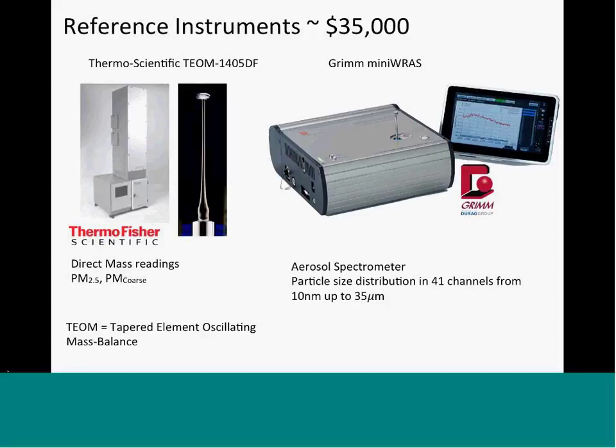The reference instruments that we used as our truth standard were a couple of devices. One was the Thermo Scientific TEOM, which is a tapered element oscillating microbalance, and there's an inset picture there of the tapered element. When particles land on the tip of that device, it actually changes the oscillating frequency of it. And we used a Grimm Mini-WRAS, which is an aerosol spectrometer, which gives us really good particle size distribution in 41 different bins of particle size.